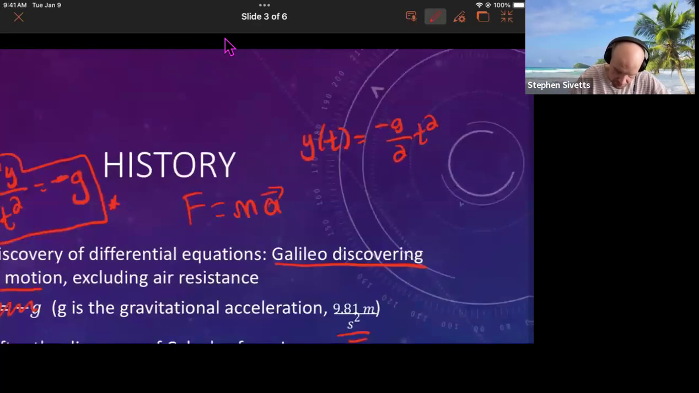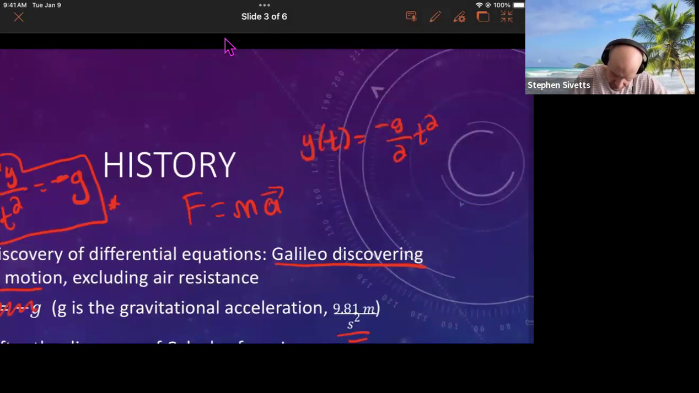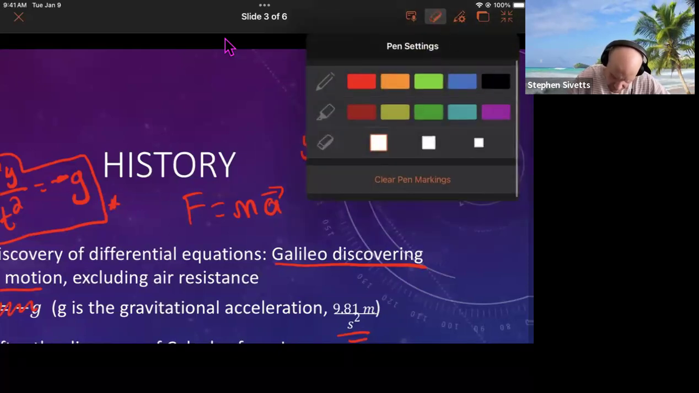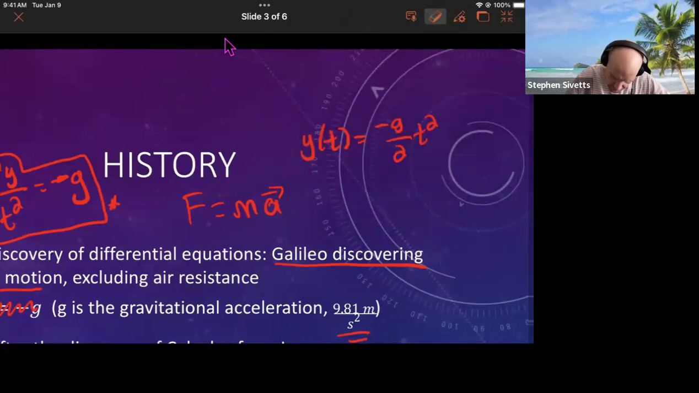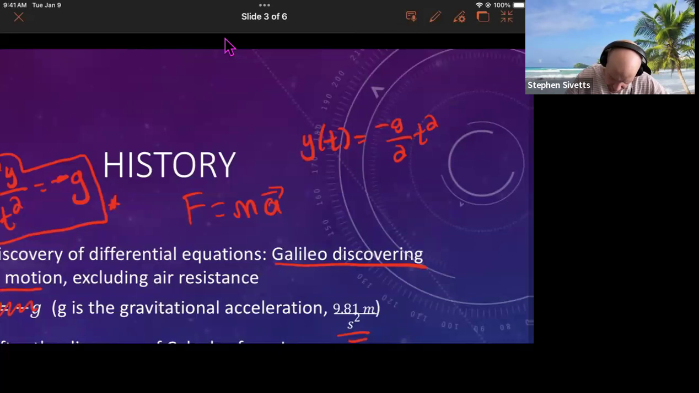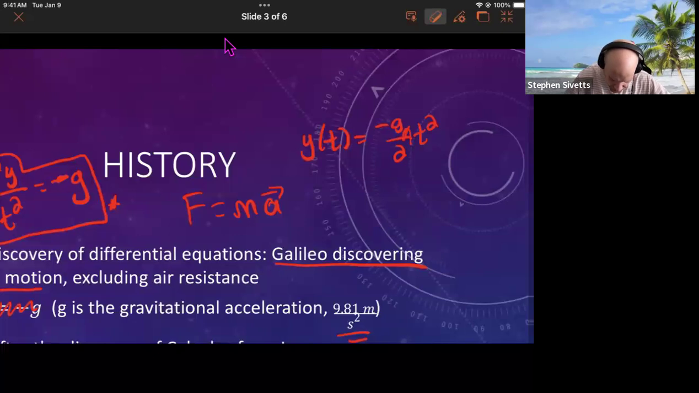Let me actually write this. Oops. Can I erase it? For some reason, it's not wanting me to erase it.